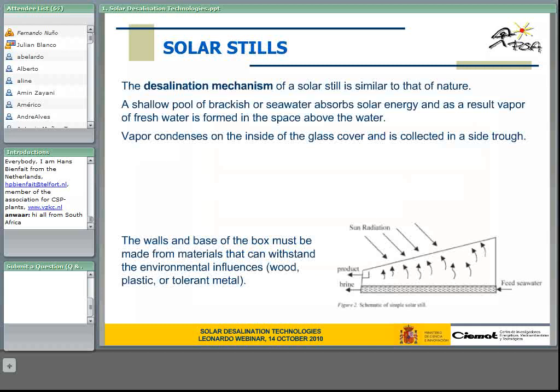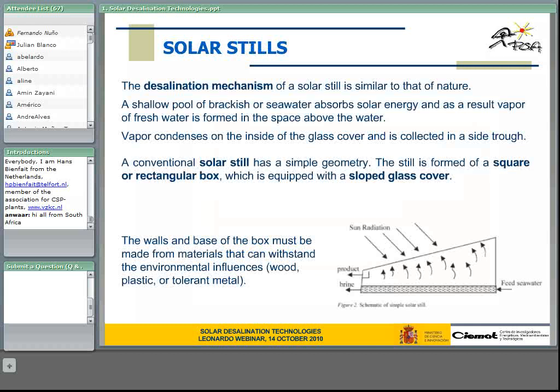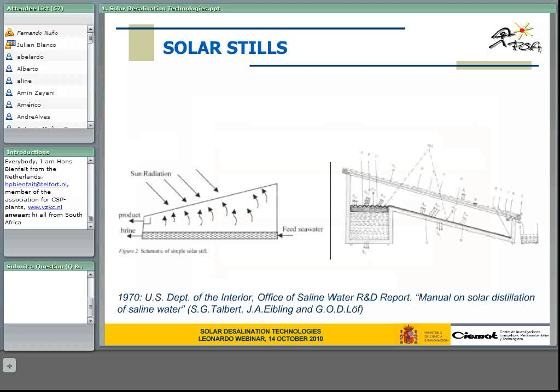This is a very simple mechanism. The geometry of these boxes is also typically very simple, and the materials are normally quite easy to manufacture. The problem is that we have to withstand the environmental influence, and we have to make this in a very simple way.